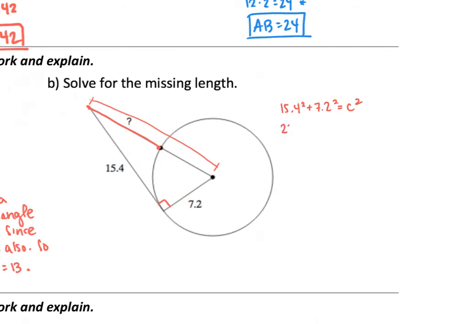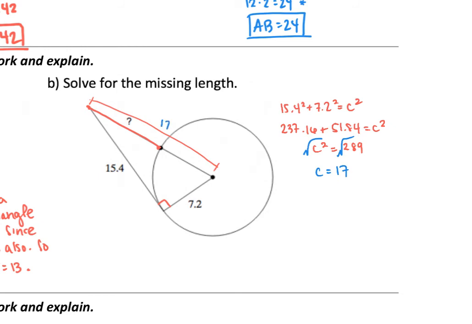So that's 237.16, and then 7.2 squared is 51.84. We add those together, so 237.16 plus 51.84 is 289, and then we take the square root. We get c is equal to 17.